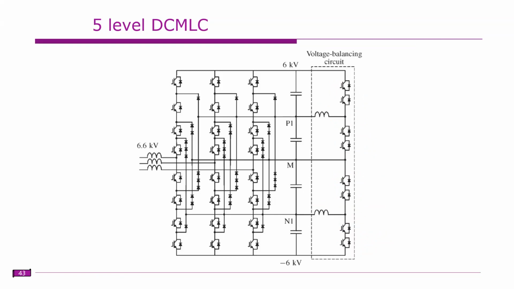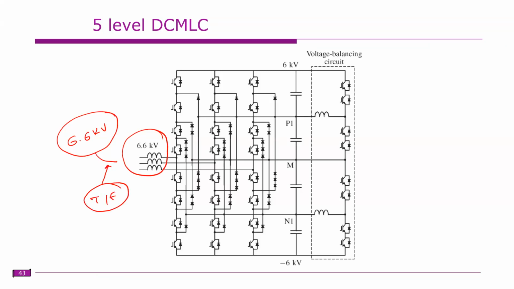However, there are some advantages when you're using a diode clamp multi-level inverter for high power applications. For example, if the grid is 6.6 kV and the converter is also at the same voltage level, we can connect this converter directly without using a transformer. That is known as transformerless grid connected applications.